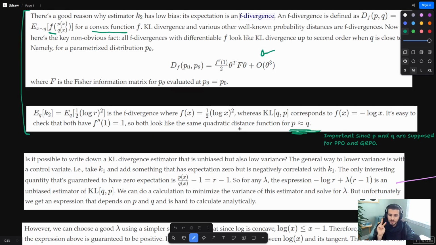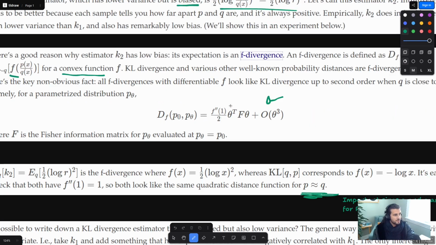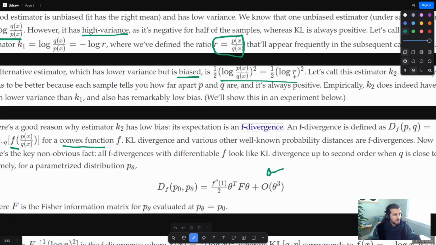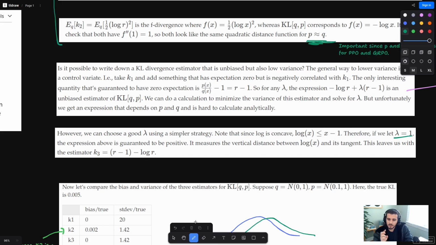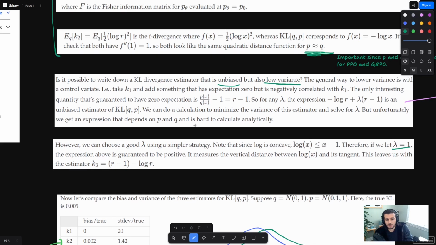So now we have two types of function that you could use as an estimator for KL divergence: the minus log of R, and this specific one, which is the log of R exponent 2 divided by 2. The third one that they did, the K3, which is the one that was used in GRPO. We're not using the second one, which is biased. We're going to use the first one, which is unbiased but has high variance, and we're going to try to lower the variance. And what they're saying is that one way to lower the variance is with a control variate.